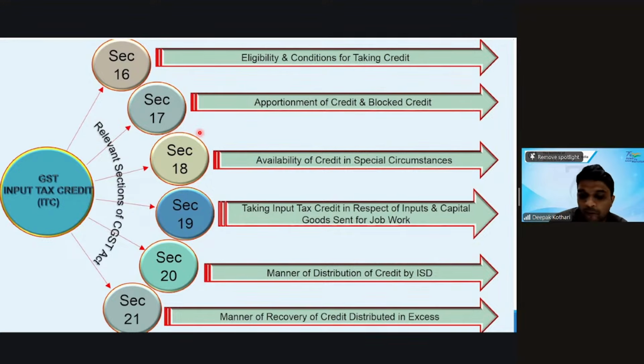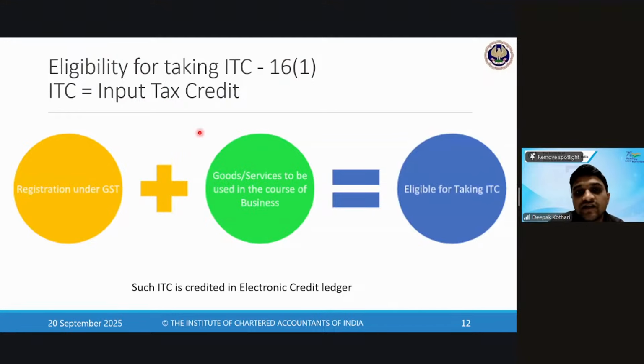Just three sections. Section 16 says that you are eligible to take the credit, that you can claim credit when you are eligible. You are eligible to take the credit by satisfying two conditions. What are the two conditions? One, you should be registered under the GST law, and two, goods and services should be used in the course or furtherance of business. Just two conditions. The start of section 16 says that you should be registered.